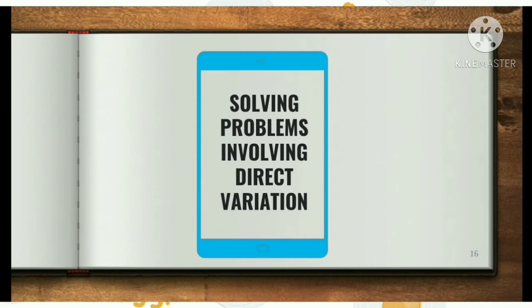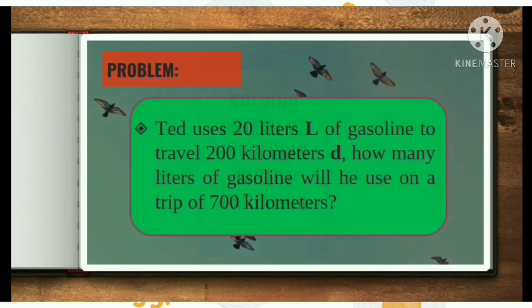So at this juncture, let's go to solving problems involving direct variation. Let us now apply our skills in recognizing patterns and our knowledge in formulating equations in solving problems involving direct variation. So try to consider this problem. Ted uses 20 liters L of gasoline to travel 200 kilometers D. How many liters of gasoline will he use on a trip of 700 kilometers?